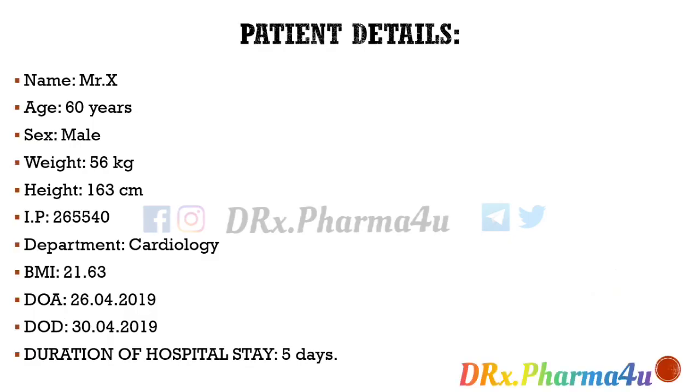So when we come to the patient details, it's Mr. X. Usually some people write the name of the patient, and that is wrong because at the end of the day, the confidentiality of the patient has to be maintained. So it is always appreciable not to write the name of the patient. He is a 60-year-old male with a weight of 56 kilograms, and he has a height of approximately 163 centimeters. He was admitted in the cardiology department. He has a BMI of 21.63, which is approximately normal. He was admitted for a period of 5 days.